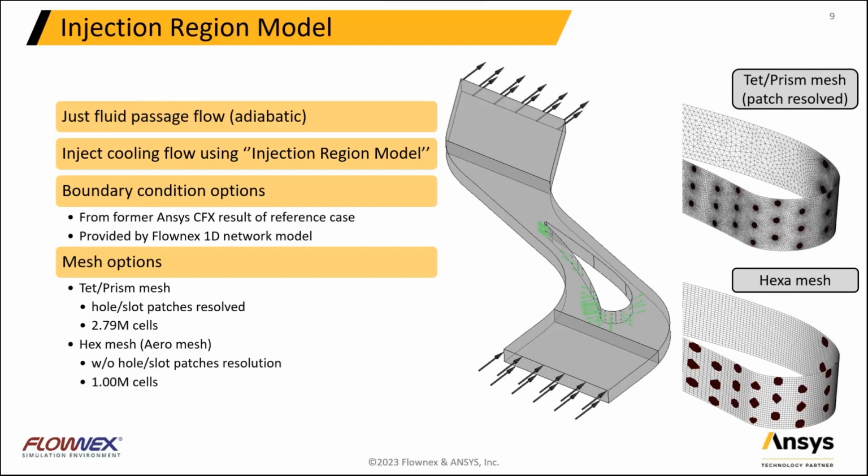Option 1 used the results of the former Ansys CFX simulation of the fully resolved model to set the cooling flow boundary conditions. And for option 2, the boundary conditions were provided by the Flownex 1D network model.